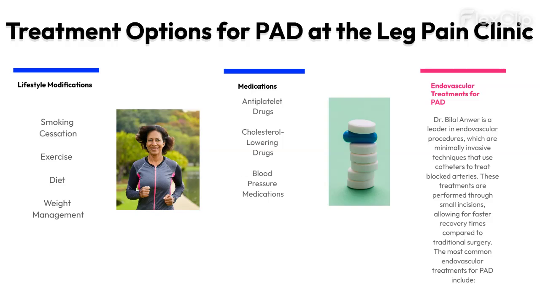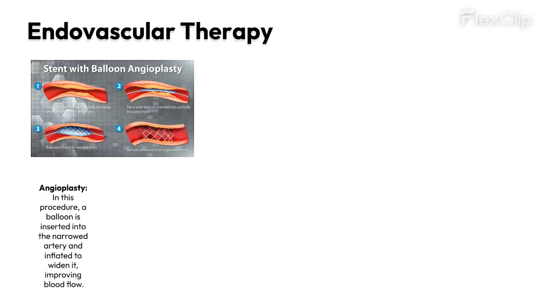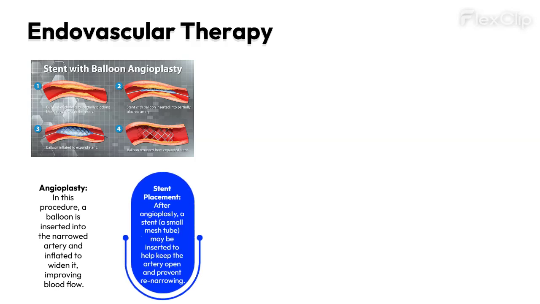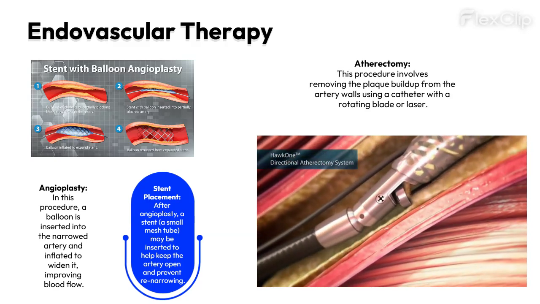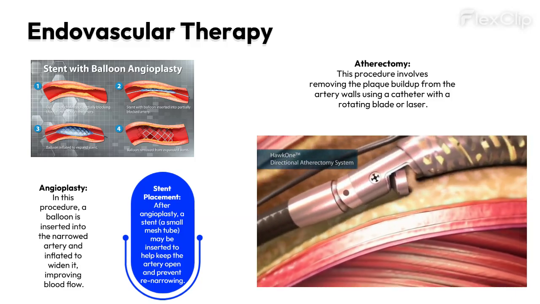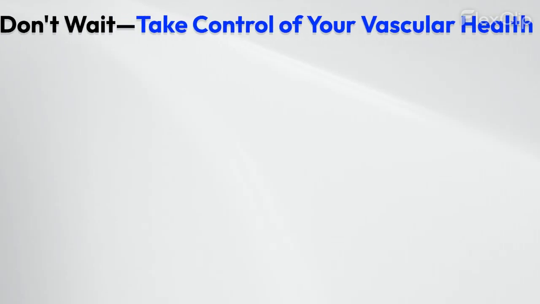The most common endovascular treatments for PAD include angioplasty. In this procedure, a balloon is inserted into the narrowed artery and inflated to widen it, improving blood flow. Stent placement. After angioplasty, a stent, a small mesh tube, may be inserted to help keep the artery open and prevent renarrowing. Atherectomy. This procedure involves removing the plaque buildup from the artery walls using a catheter with a rotating blade or laser.